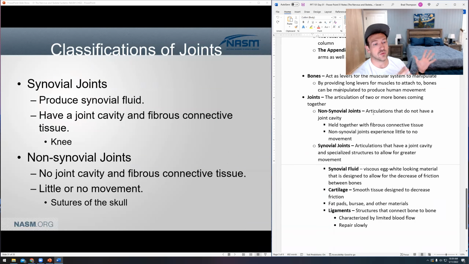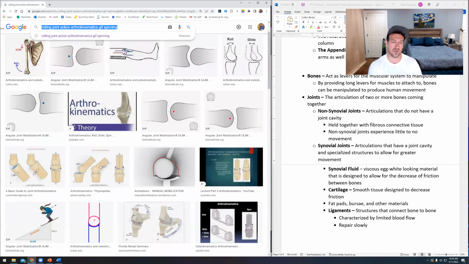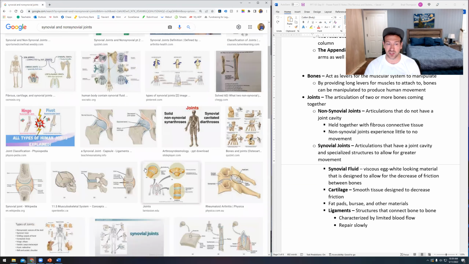Now, there are two major categories of joints. Really, there's three, but there's two major categories. There's what we're going to spend most of our time talking about, which is probably what you're thinking of, which is what's called a synovial joint. A synovial joint is a joint that has a capsule. There's a lot of space between the joint. If we look at the difference between synovial and non-synovial, a synovial joint has a capsule in it, space between the two bones.